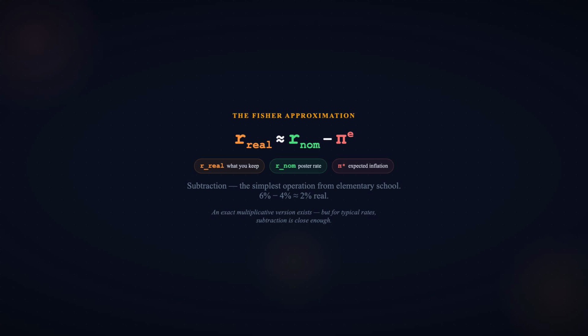If the bank pays you 6% and you expect inflation of 4%, your real return is roughly 2%. 6 minus 4 equals 2. That is the Fisher equation in its approximate form.